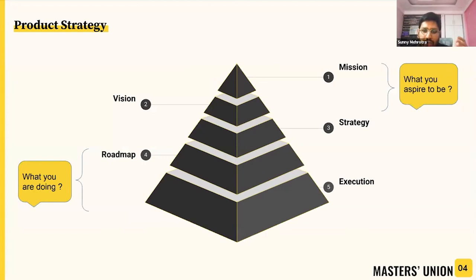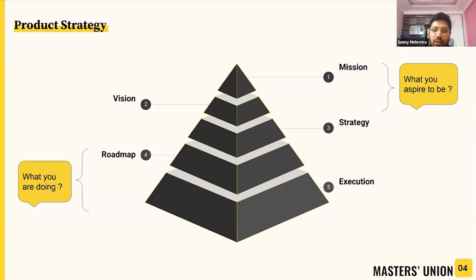So I have broken down the entire problem statement that you might want to work on into 5 segments. At the top is the mission, where you exactly know what you are chasing. A vision could be how you are planning to chase it, like, what are the things that matter to you in that mission? And we'll pick up some examples to discuss this in more detail. Then comes your strategy, which sits in the middle layer between your mission and vision, where you aspire to be. And then you have your roadmap and execution at the very end, where it tells you what you are actually doing.